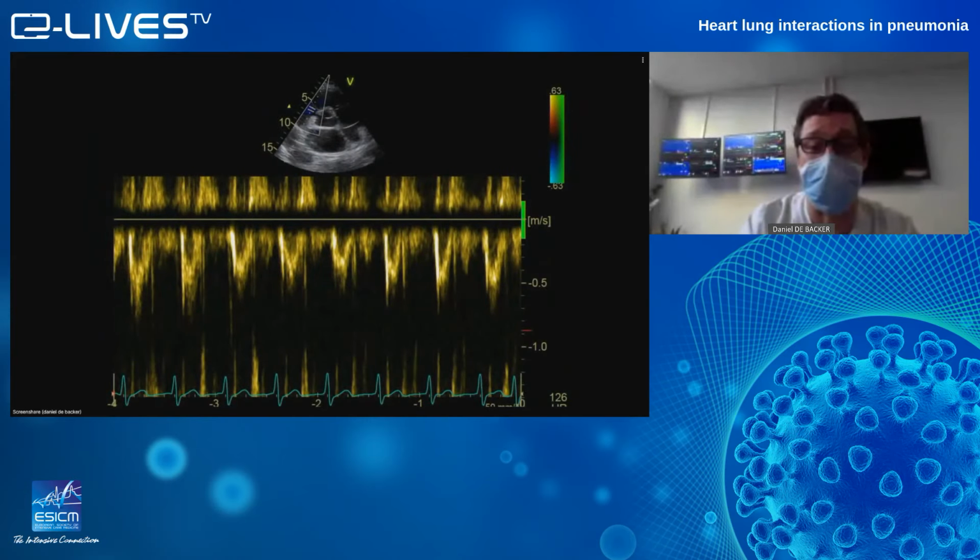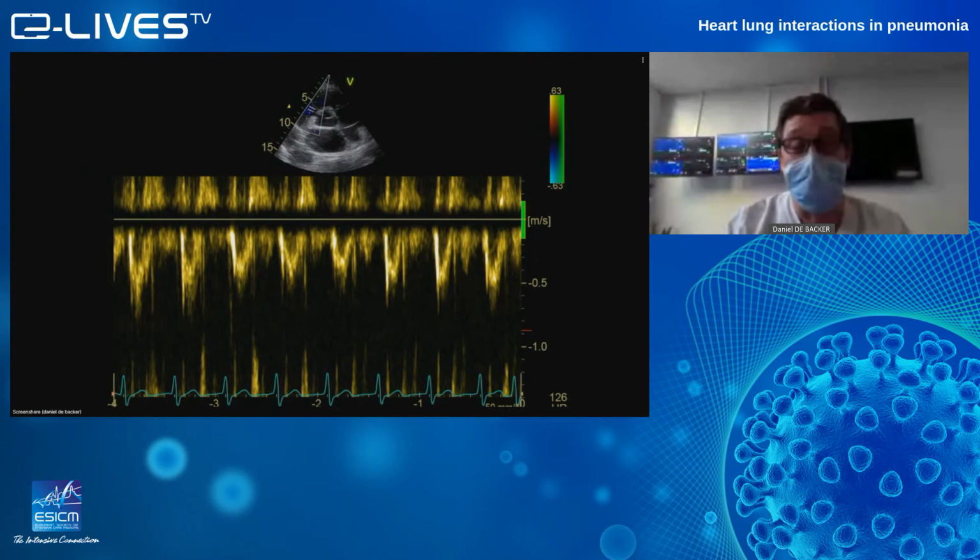What is the impact of mechanical ventilation? We can see here the pulmonary artery flow detected by echo. And you can see that during expiration and inspiration, there is a marked fluctuation in this right ventricular stroke volume. And this is indeed due to the increase in right ventricular pressure during the inspiration of this patient here.